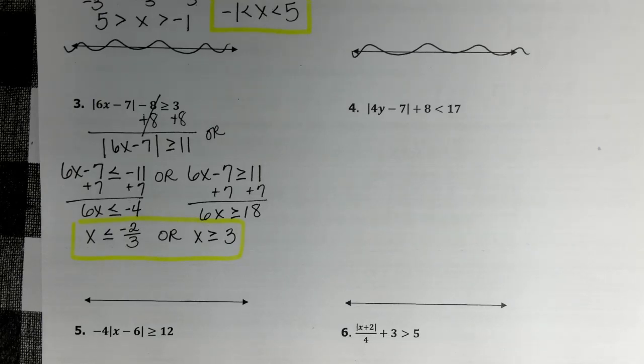Okay, on number 4, I've got the absolute value of 4y minus 7 plus 8 is less than 17. I want you to try to do this one.